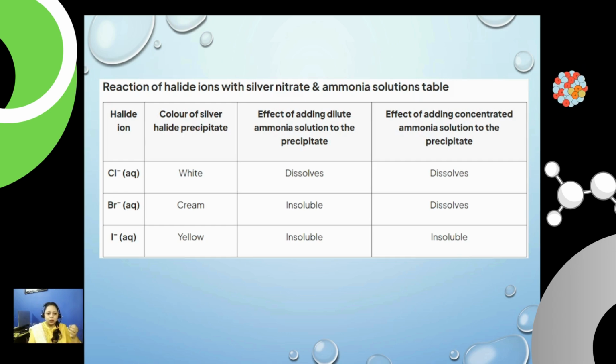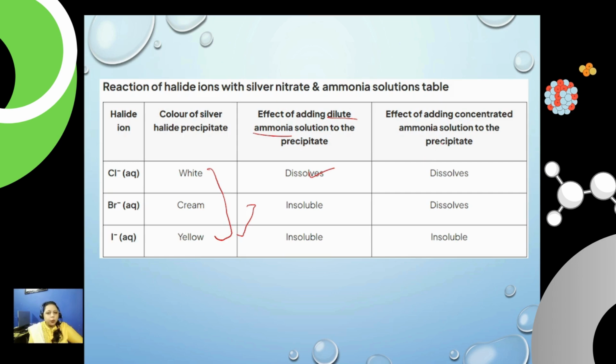Then we add nitric acid, then we add silver nitrate. Simple. These types of colors might be seen. For additional tests, you have to add dilute ammonia. If it dissolves, it means it's chloride. If it's insoluble, then these two might be present.